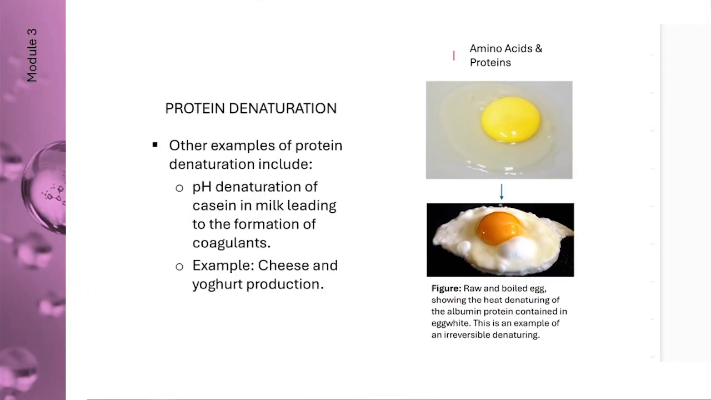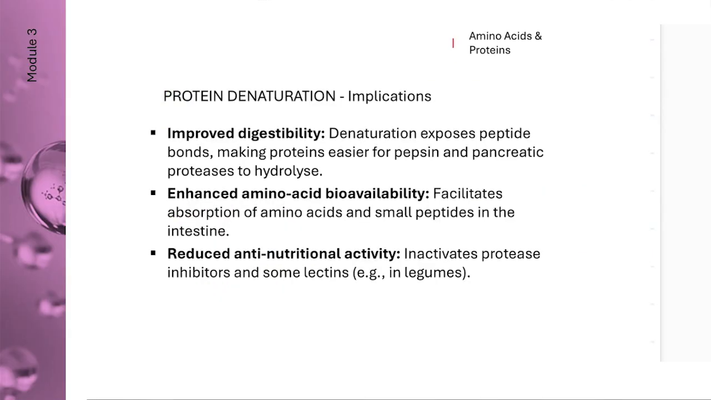So we already talked about the pH denaturation in the case of casein, and I told you, for example, that that's how cheese and yogurt are produced. So in the food industry, protein denaturation is actually used to produce different dairy products, and it's also used to enhance and improve the taste of this product. So, implications of protein denaturation, especially in food.